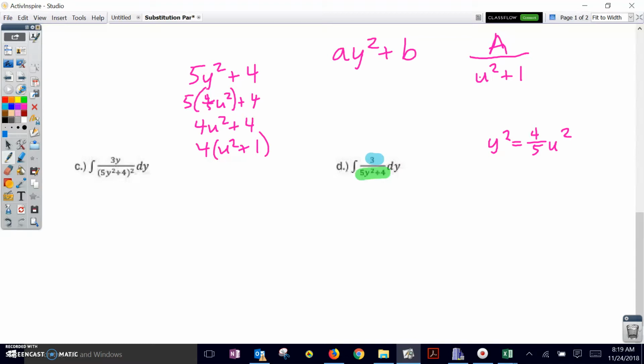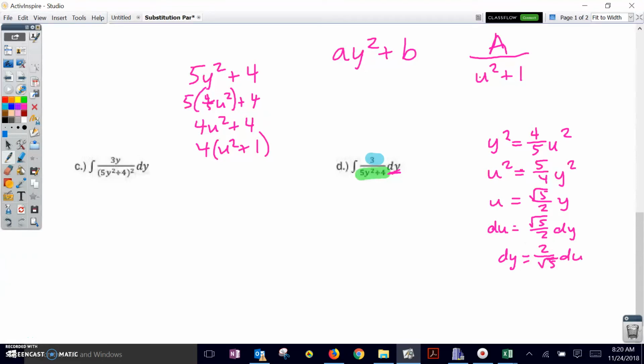So let's figure out what our substitution is going to be. That means that u squared is equal to 5/4 y squared. And so taking the square root of both sides, u is equal to the square root of 5 over 2 times y. It would be nice to know what dy is. du is equal to the square root of 5 over 2 dy, or dy is equal to 2 over the square root of 5 du. And so I've got all this information that I've splashed over here, and that's going to help me make this substitution.